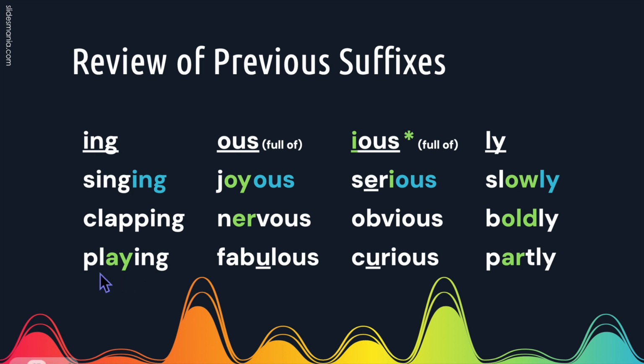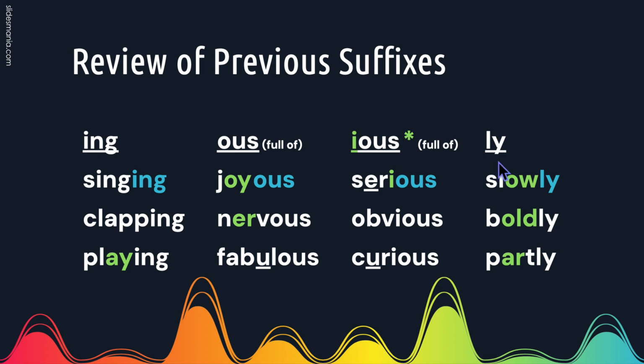ING says ing, like in singing, clapping. AY says A, playing. OUS is pronounced us, and it means full of. OY says oi, so this word is joyous. Joyous means full of joy. ER says er, so this word is nervous. The letters that are underlined will have their long sounds. Fabulous.